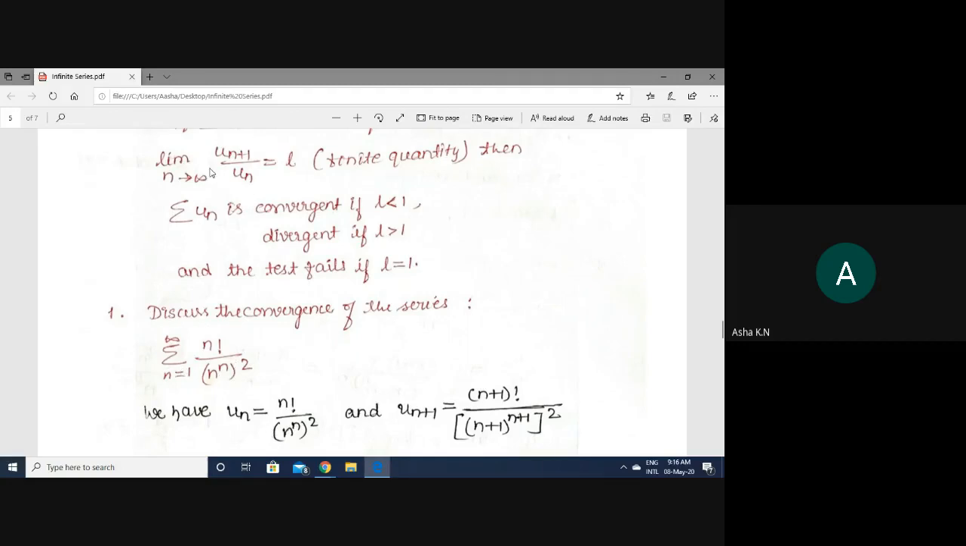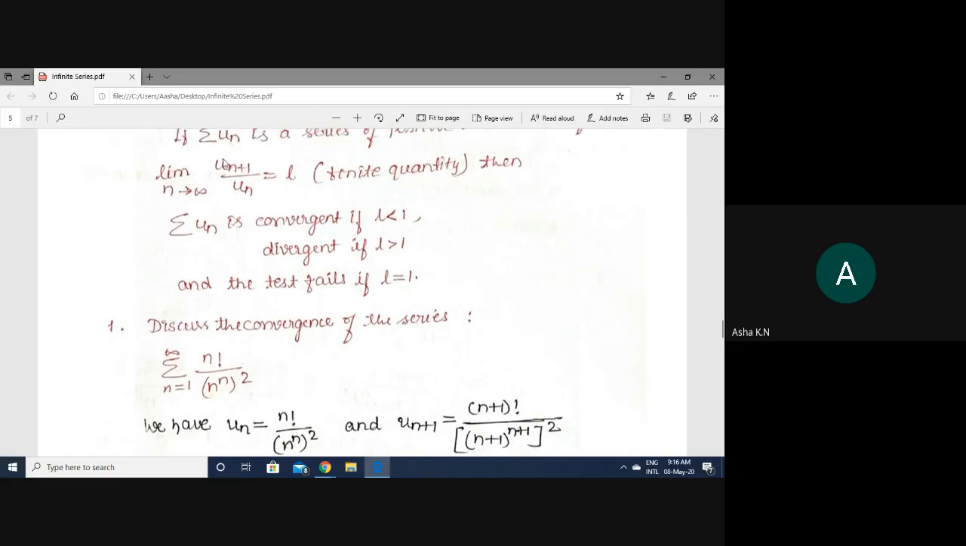Now, in this statement, we need the limit of un plus 1 by un. Un is the nth term, so un plus 1 is the n plus 1th term. You just have to replace n by n plus 1. So un plus 1 is n plus 1 factorial divided by n plus 1 power n plus 1 whole square. Everywhere, wherever n is there, you have to replace that n by n plus 1, in each and every place, don't forget. So we got un plus 1.